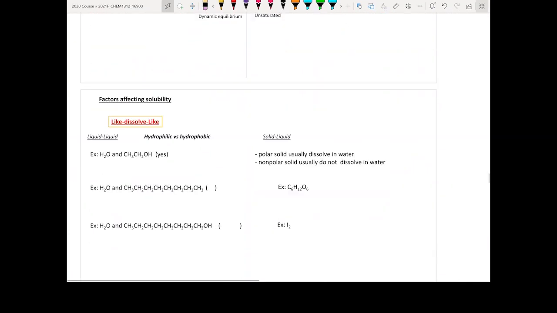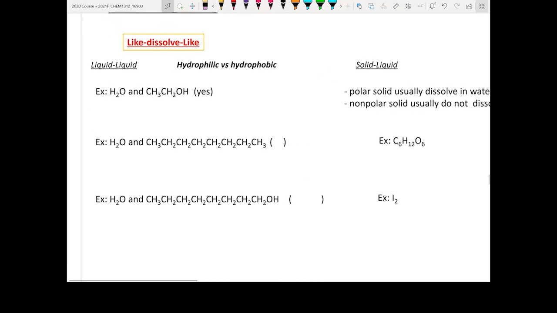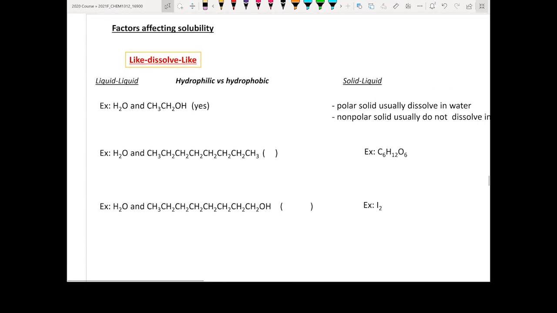Next, we're going to talk about the factors that determine solubility when you start to mix things together. In this chapter, we only talk about water solutions. The first concept you should know is the so-called "like dissolves like." Specifically, in this case, you will use these two functional groups a lot.